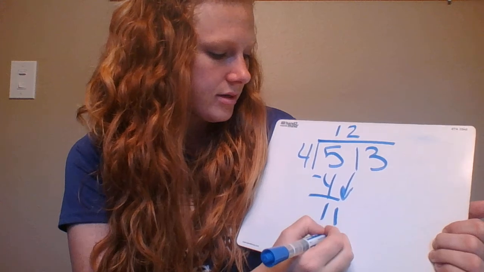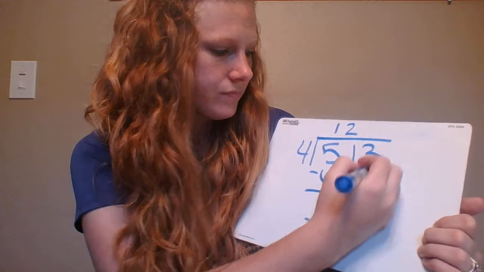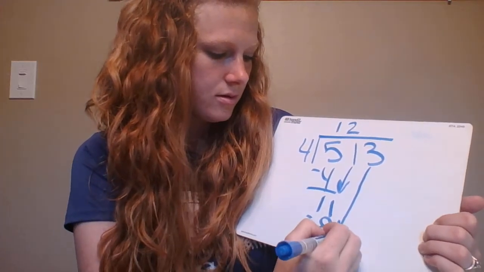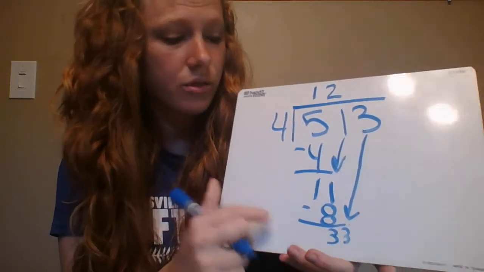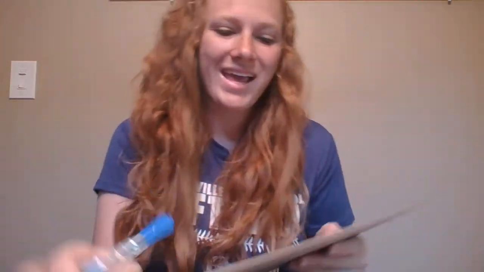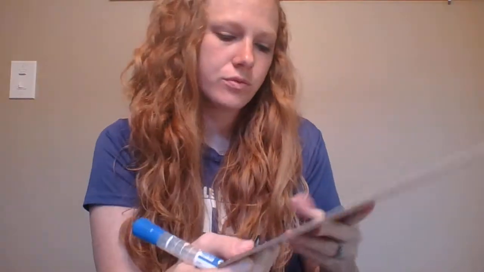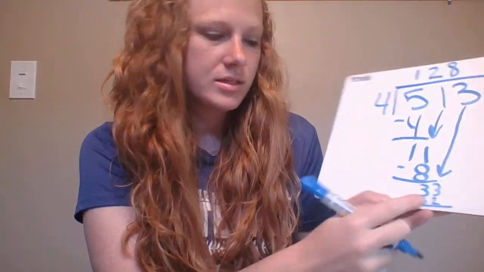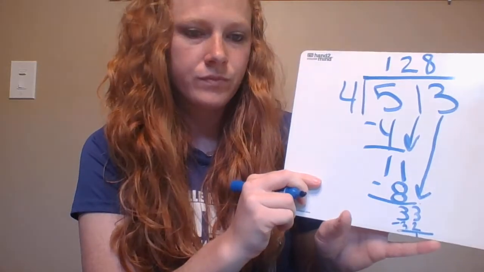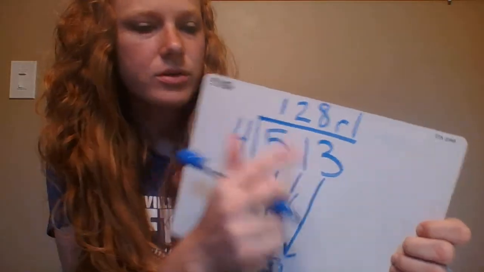4 can go into 11 2 times. 2 times 4 is 8. I subtract, I get 3. Next I bring down my next number, which is 3. How many times can 4 go into 33? 4 can go into 33 8 times. 8 times 4 is 32. Kind of running out of room. 33 minus 32 is 1. So I have a remainder of 1. So 128, remainder 1 is my final answer.